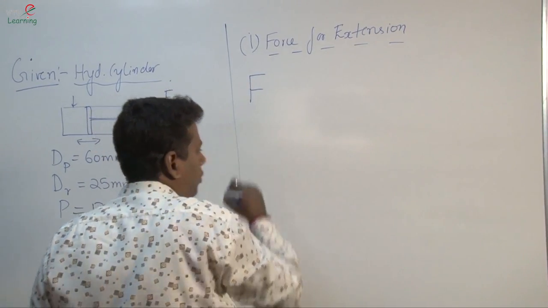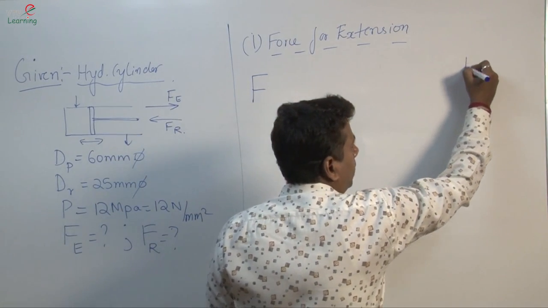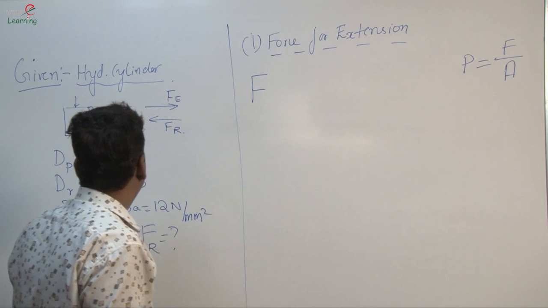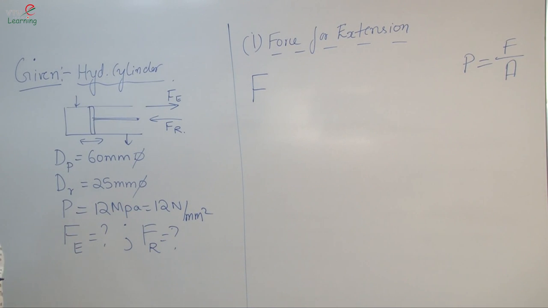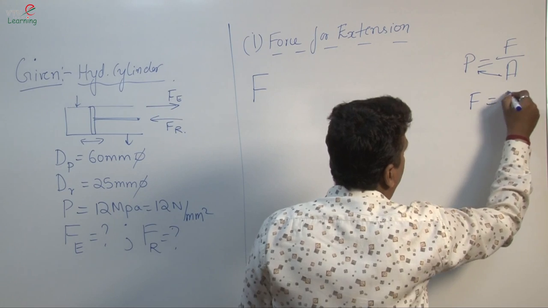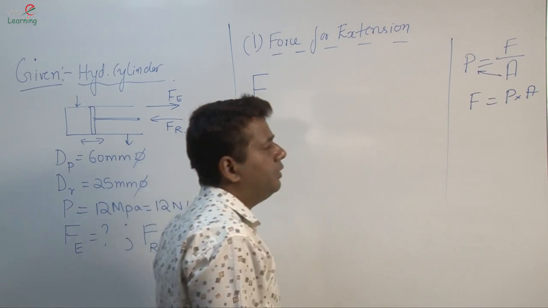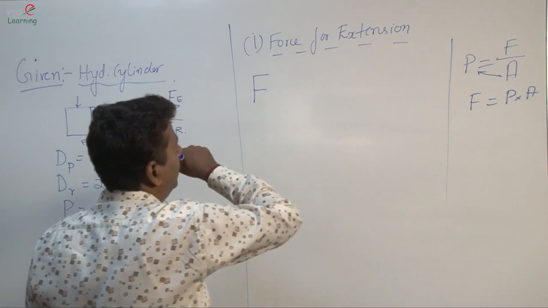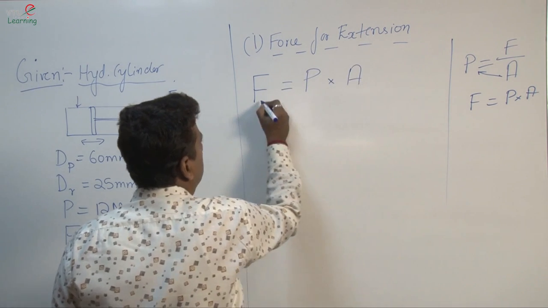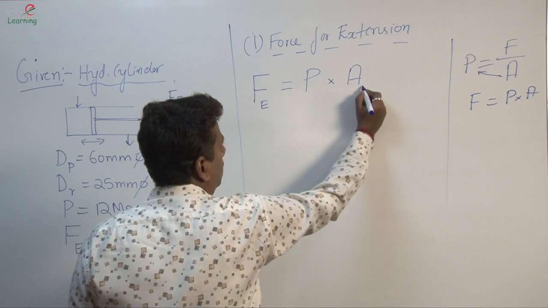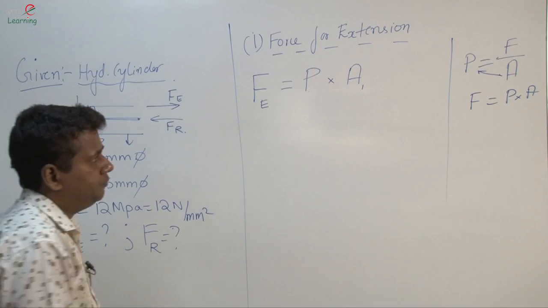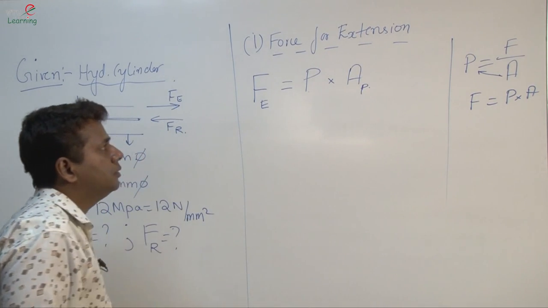So, we know that fundamentally pressure is equal to force by area, right? And we know that force is equal to pressure into area. We can generalize this. So, with this particular case, we can write force is equal to P into area. So, for extension, pressure is constant and the area is the area of the piston.